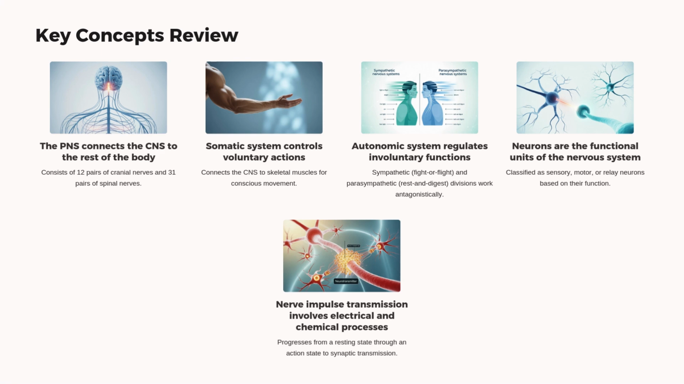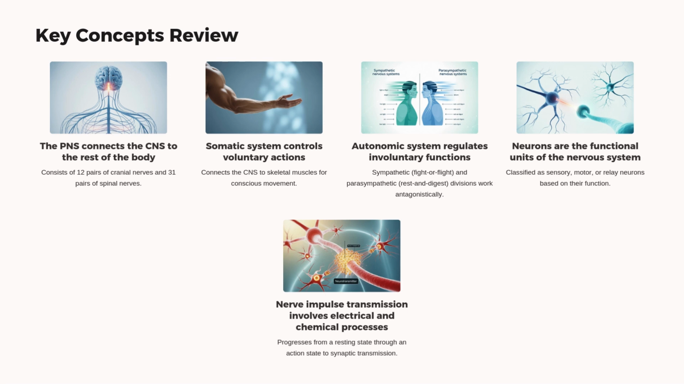Key concepts review. The PNS connects the CNS to the rest of the body. Consists of 12 pairs of cranial nerves and 31 pairs of spinal nerves. Somatic system controls voluntary actions. Connects the CNS to skeletal muscles for conscious movement. Autonomic system regulates involuntary functions. Sympathetic, fight or flight, and parasympathetic, rest and digest divisions, work antagonistically.